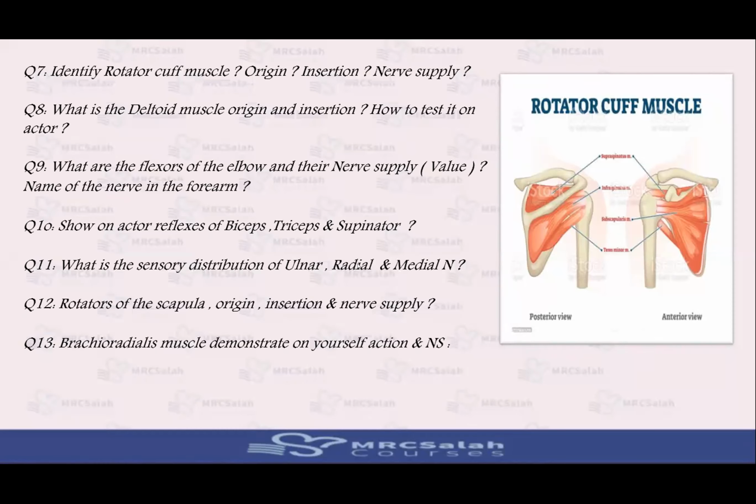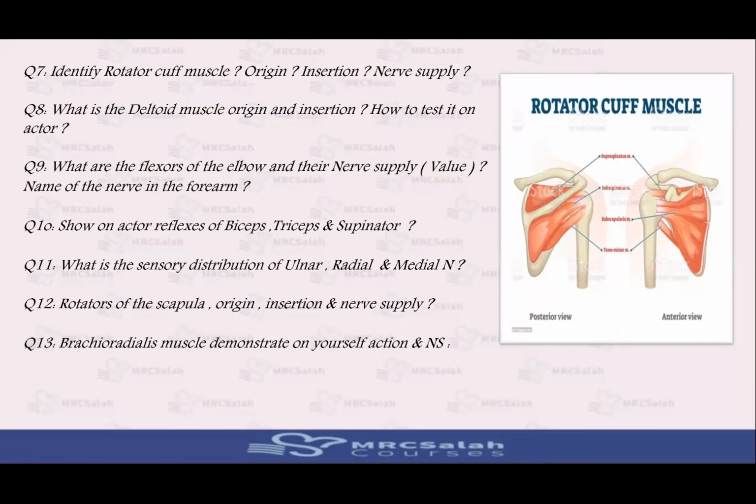Next question, what is the sensory distribution of the ulnar nerve in the forearm? In the forearm, it is the medial side of the forearm. Does it complete to the hand or just the forearm? No, it completes to the hand as well. Also we have the medial third of the arm. Also, one and a half fingers, the medial ones.